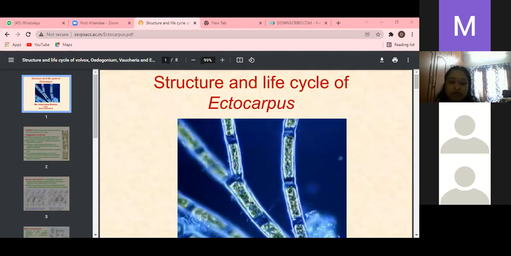The algal members of this class are marine forms. When you ask what the character of Phaeophyceae members is, all are marine algae. Hence these are famously called seaweeds. This question is asked many times in competitive exams. What is the marine algae? Another name is called seaweeds.